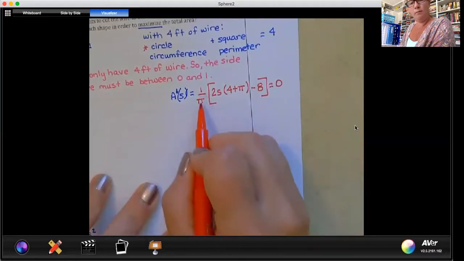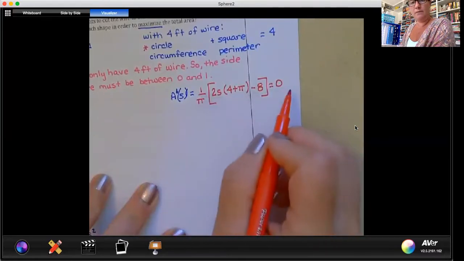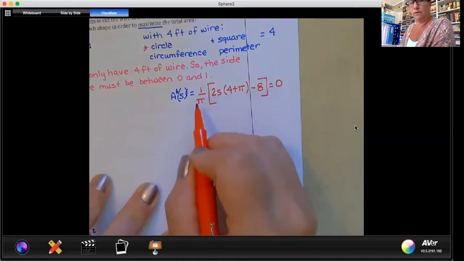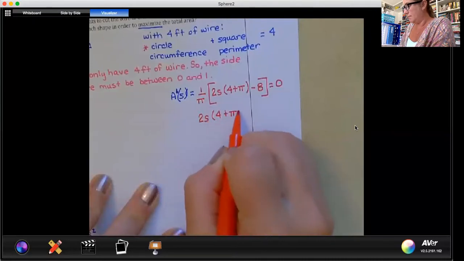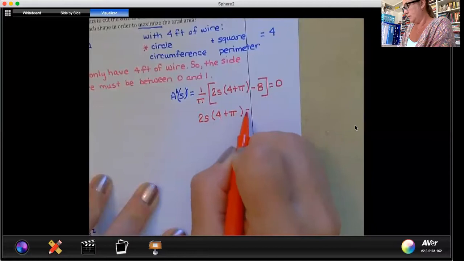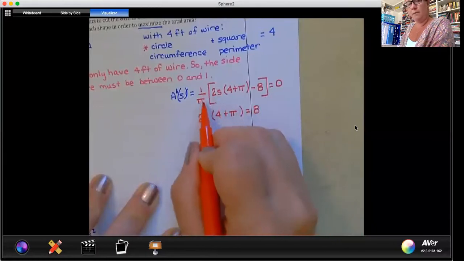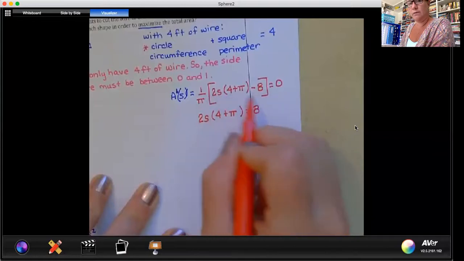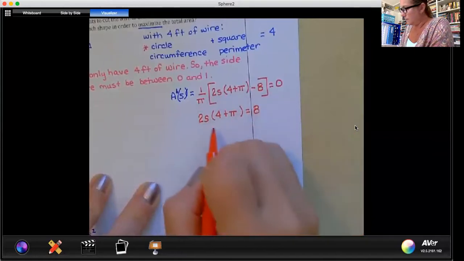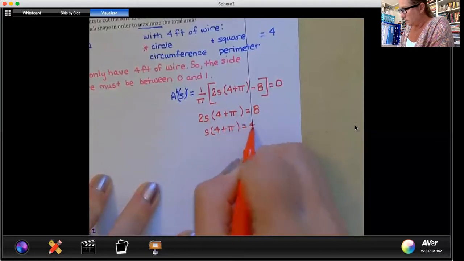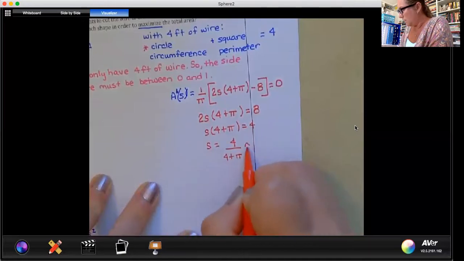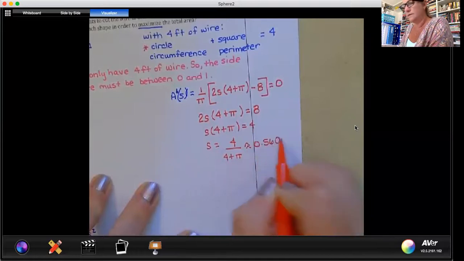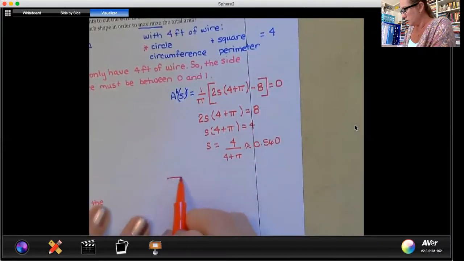Multiply by pi on both sides, which gives you 0 and eliminates your fraction out front. So you have 2s times 4 plus pi minus 8 equals 0, so 2s times 4 plus pi equals 8. 1 over pi can't be 0, so if what's in your brackets equals 0, then your whole function will equal 0. So divide by 2. s is equal to 4 over 4 plus pi. Type it into your calculator and you get approximately 0.560.